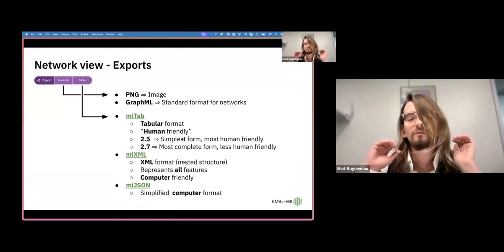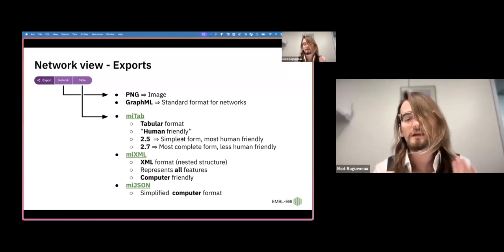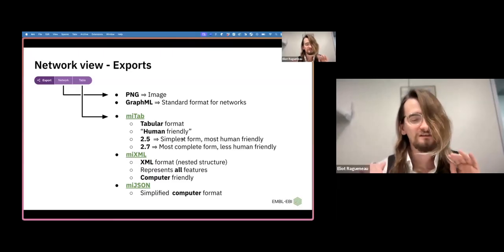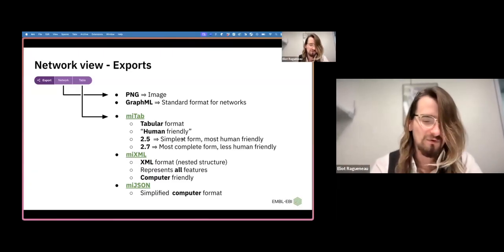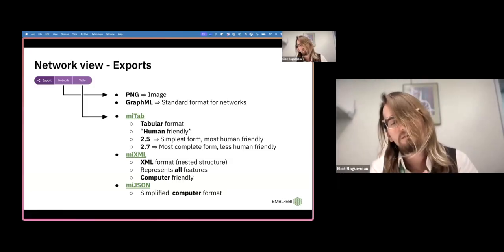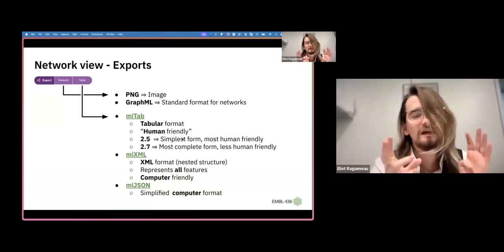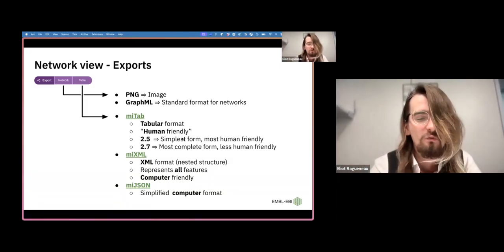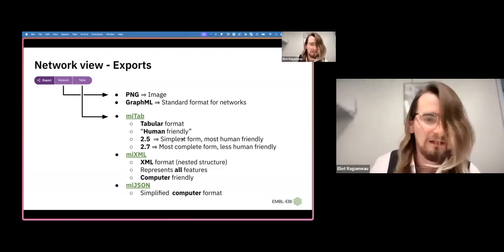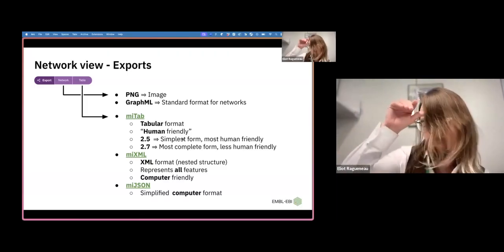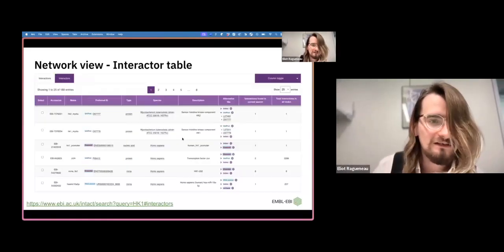This is really the most complete format that we have. It contains absolutely all the data that we have, but it's quite difficult to interpret as a human. So yeah, it's still a good format. And then we have a slightly simpler format, which is the MI-JSON, a simplified version of the MI-XML format, which is also available if you need to have a quick overlook of the different interactions that we have within IntAct.